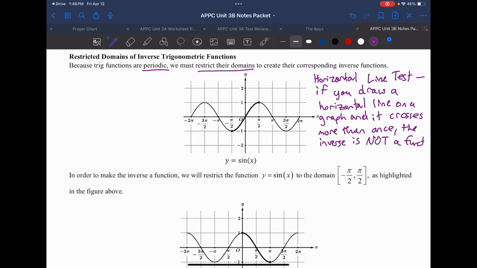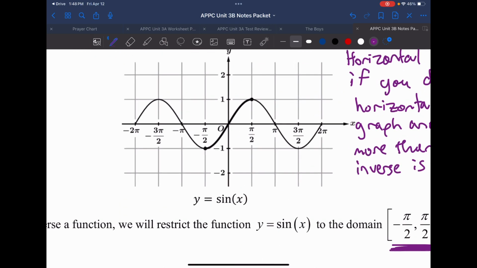it is not a function. Okay, so I'll give you a second to write that down. You can pause the video. But really what I'm saying is, you can see here, in order to make the inverse of a function, we'll restrict the function y equals sine x to the domain pi over 2 to pi. So that's important to know, because right here they're saying they're going to restrict it from pi over 2 to pi, as they've highlighted here.